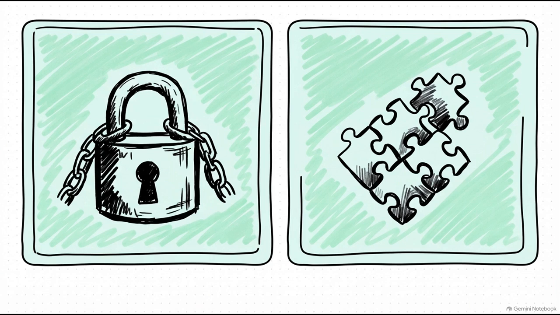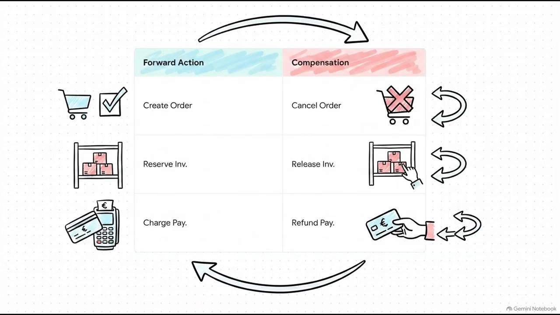So on the flip side, we have the SAGA pattern. We're accepting our distributed reality. Local commits happen immediately, and if something happens to fail further down the line, it is handled through compensation. Let's look at how that compensation actually maps out in practice.